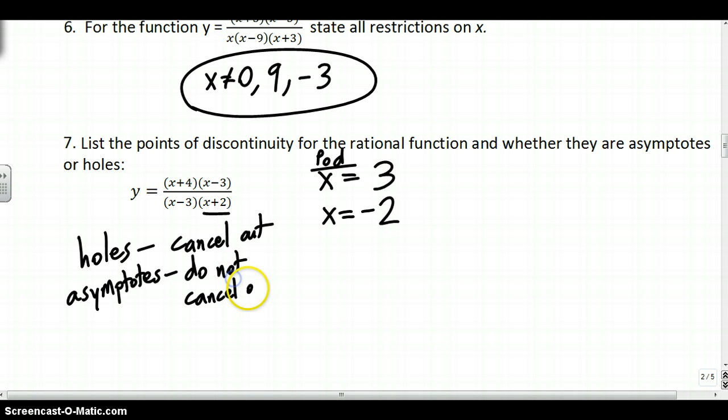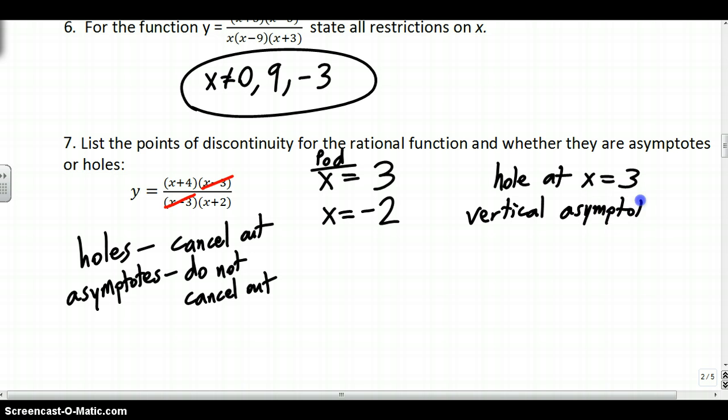Okay. So, x equals 3. Well, does that one cancel out? You betcha, it sure does. So that means there's a hole at x equals 3. Does the negative 2 cancel, though? Nope, it does not cancel. So this is a vertical asymptote, or VA as some of you have abbreviated them, at x equals negative 2. So there's your answers for that.